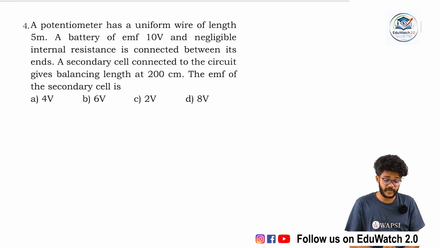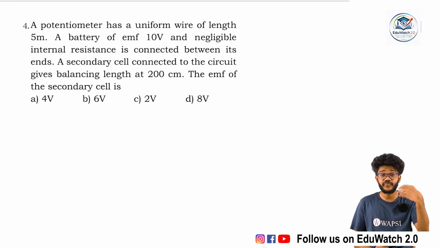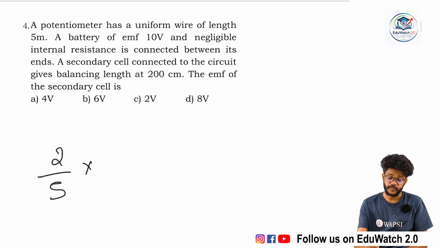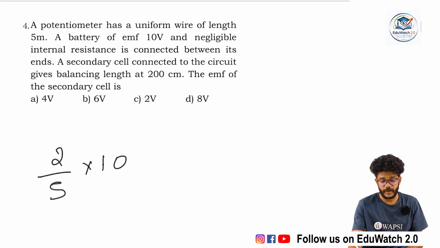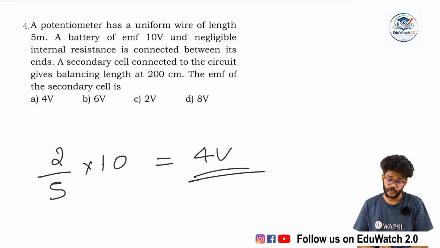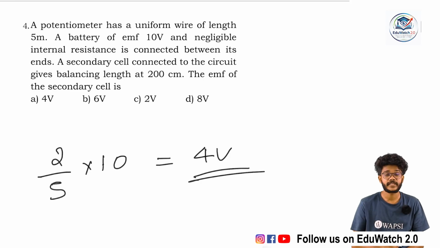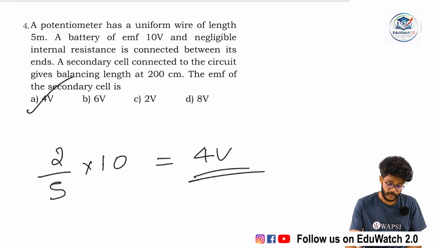The EMF of the secondary cell. So 200 centimeter means what? 2 meter. Actually, the total length of the wire is 5 meter. So out of 5 meter, they are taking actually 2 meter. So 2 by 5 multiplied by 10 volt is equal to 4 volt. So 4 volt is the EMF of that cell, and option A is the correct answer.